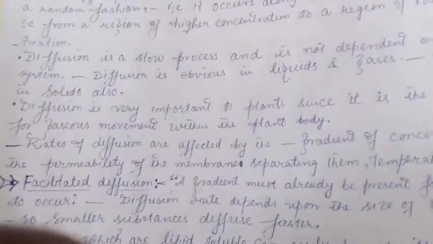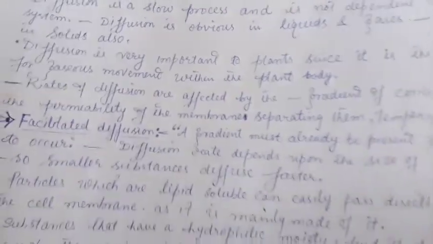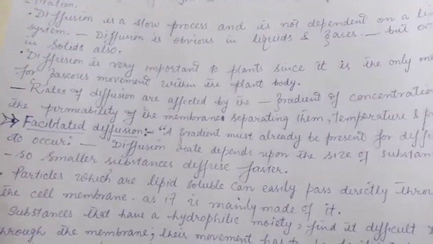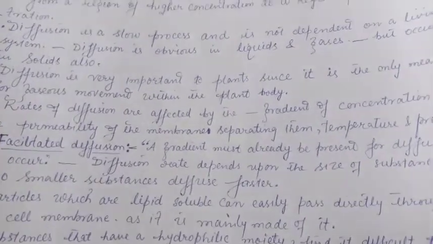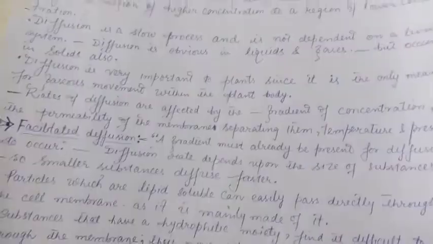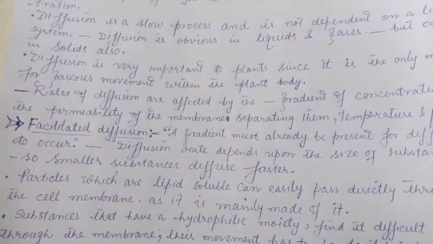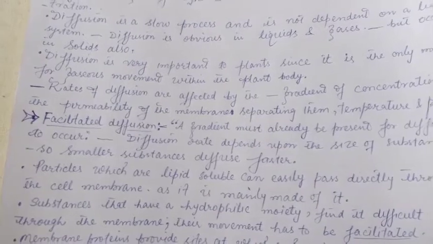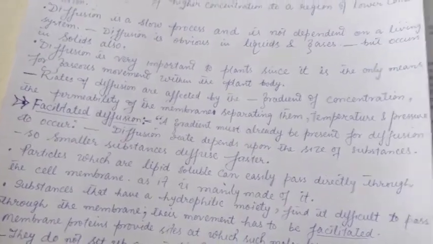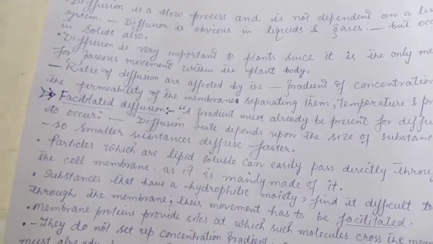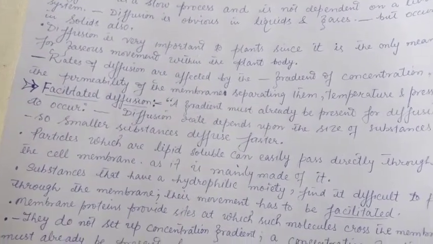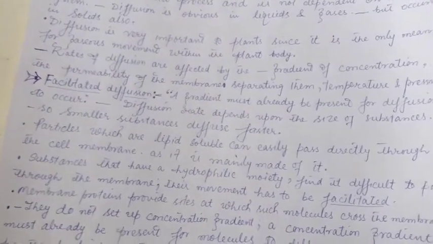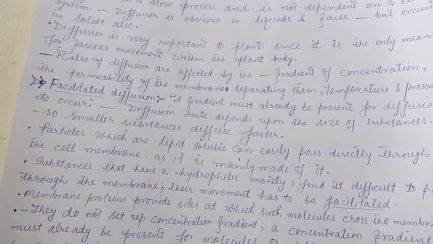And now the facilitated diffusion. A gradient must already be present for diffusion to occur. Diffusion rate depends upon the size of the substances, so smaller substances diffuse faster. Particles which are lipid soluble can easily pass directly through the cell membrane as it is mainly made of lipid.